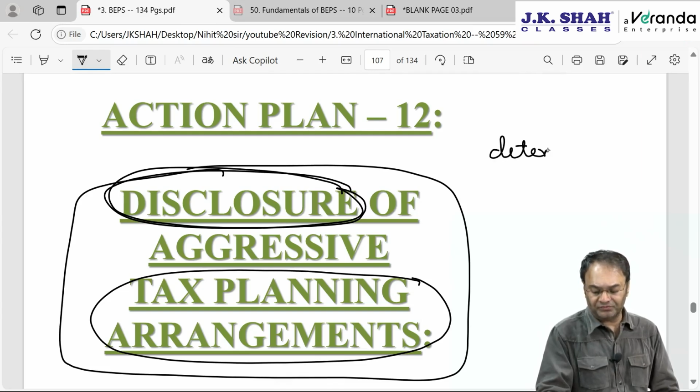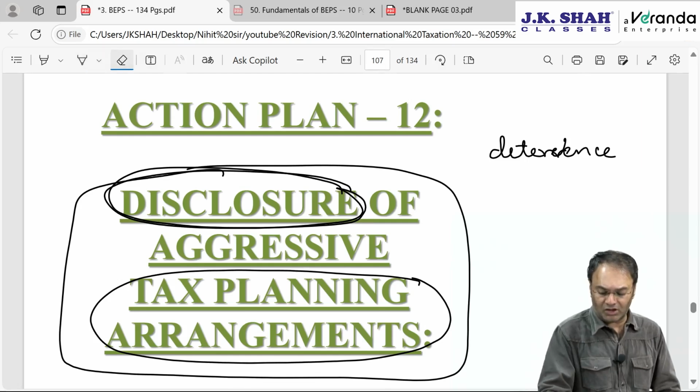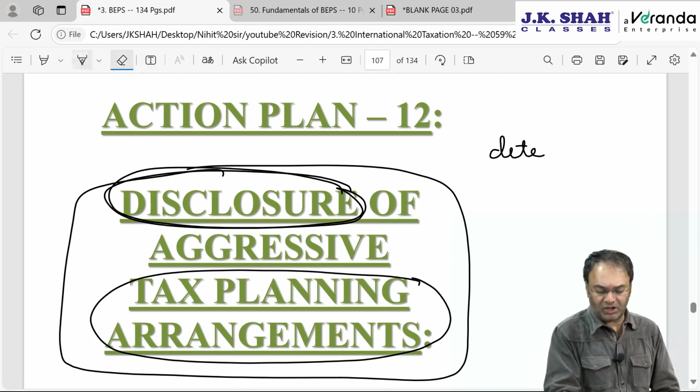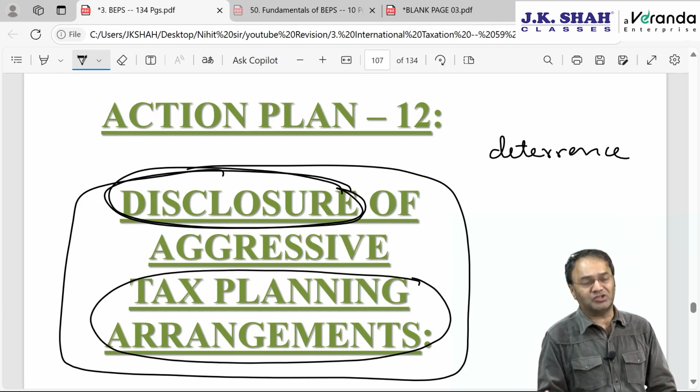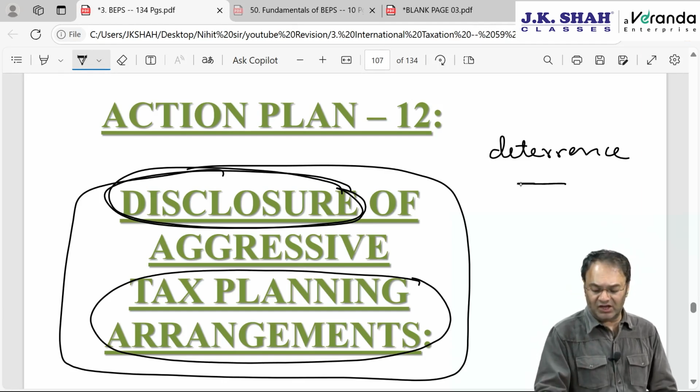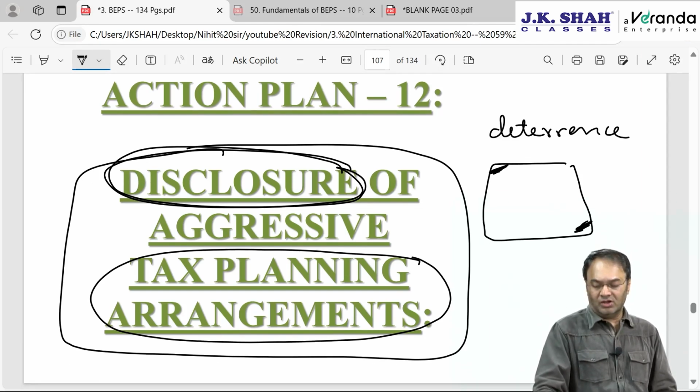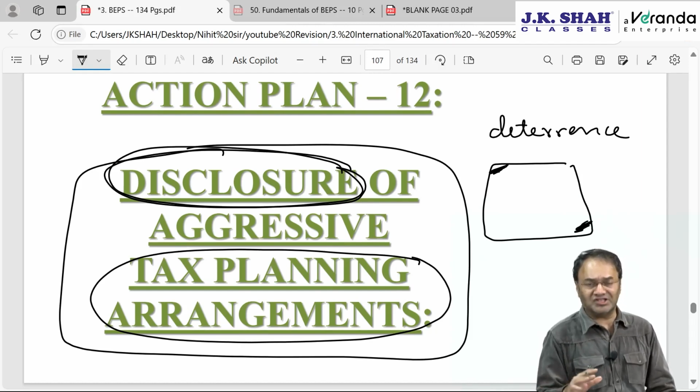Deterrence means fear of getting caught. Because of that, many people will avoid doing it because of fear of being caught. At least 90% of people will stop doing it. For example, I was teaching in a coaching class where each and every classroom had 2 CCTV cameras, one CCTV camera here, one CCTV camera here. And because of that, a very high level of discipline was maintained in each and every class.